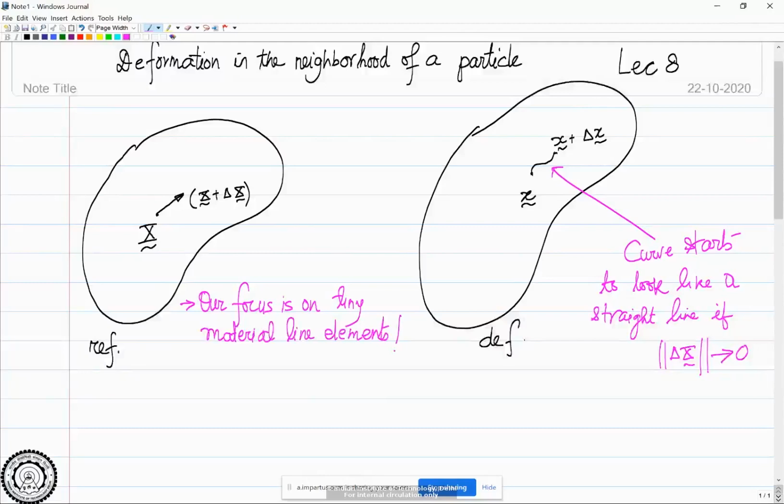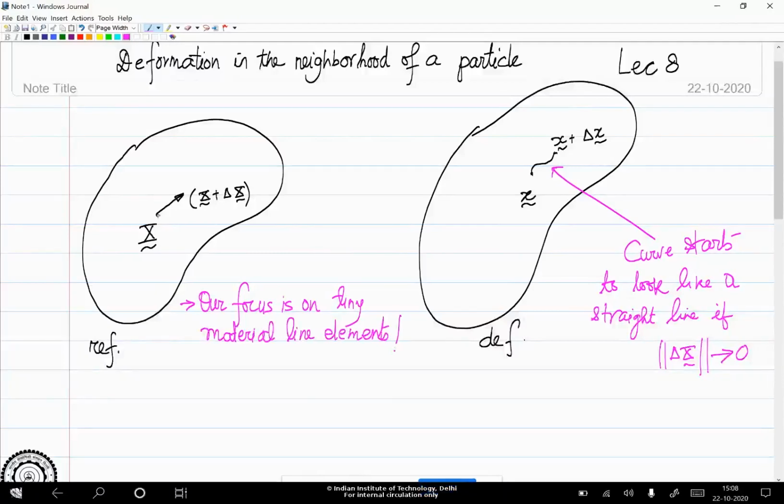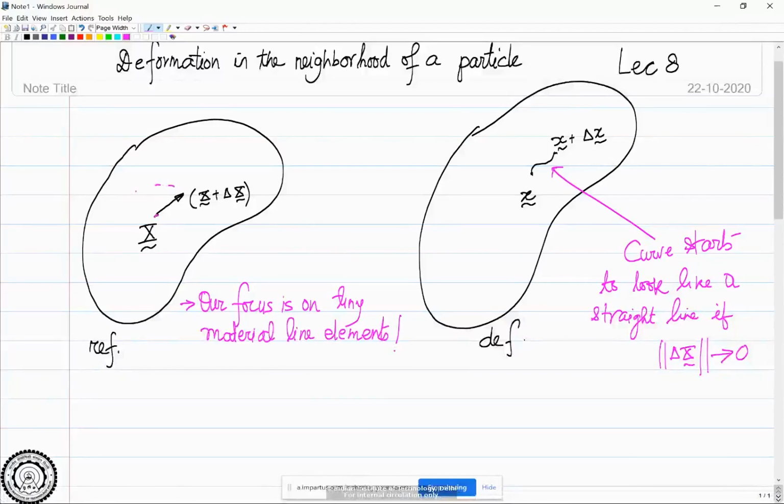And why is it so? Why are you looking at tiny line elements? Because I want to understand deformation in the small neighborhood of a particle. So think of this particle here, big X, and a small neighborhood around this particle. So it's a sphere around that particle. And this neighborhood is supposed to be really, really small. Therefore, any line element within that neighborhood would also be very, very small. So this is that neighborhood, which is also tiny.